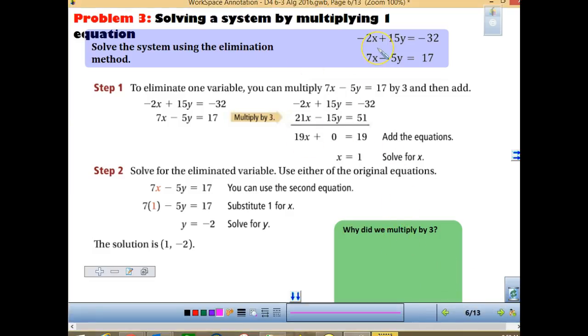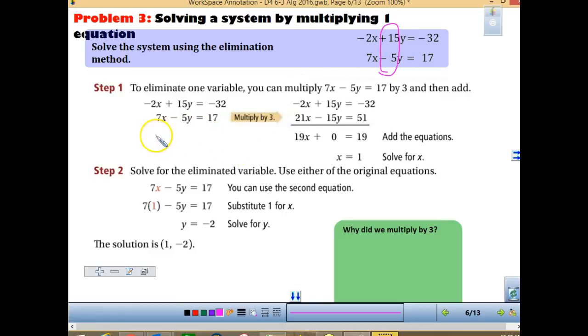Okay? So let's take a look at this system. Again, we're going to try and eliminate. So I have negative 2x plus 15y. We can't eliminate the y's right away, but we can, because the signs are opposite. When you do the elimination, you want one to be positive and one to be negative, and you need the number to be the same.